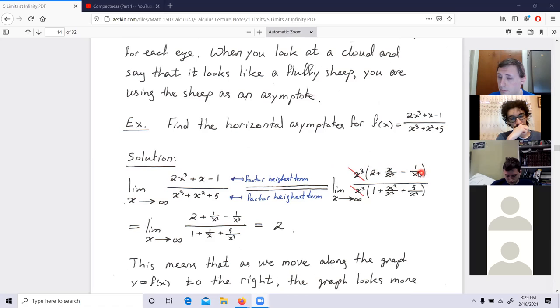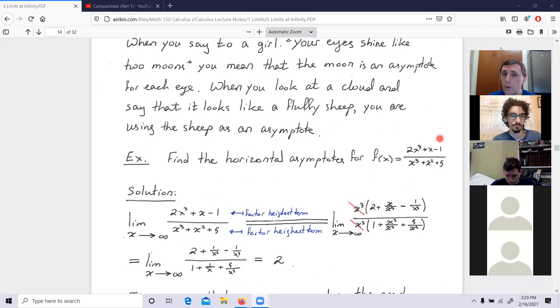You see that? I do the same for the denominator. I factor out an x cubed, and then here I simplify the x cubes. I'm left with 2 plus 1 over x squared minus 1 over x cubed, and here I'm left with 1 plus 1 over x plus 5 over x cubed. Each of those disappears to 0. As x becomes very large, this is essentially 0, this is essentially 0, and what we are getting is 2.